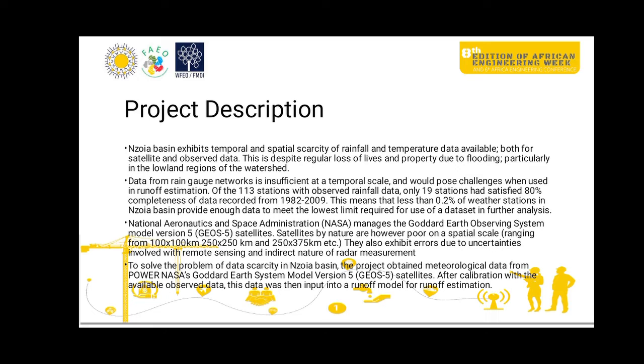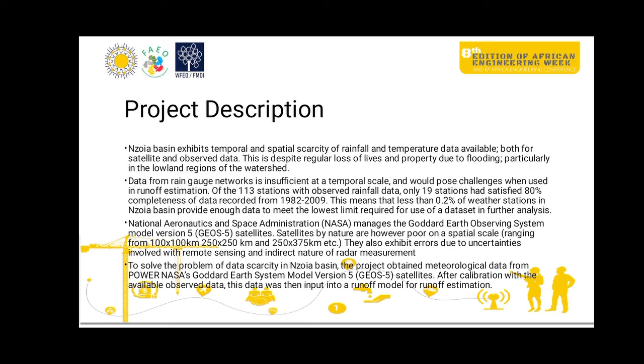So yeah, it's pertinent that someone comes up with a way to provide a suitable way to give this data and make it available to the public. So in the basin, data from rain gauge networks is insufficient at a temporal scale and will pose challenges when used in runoff estimation.